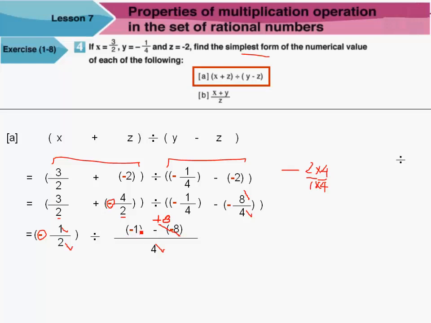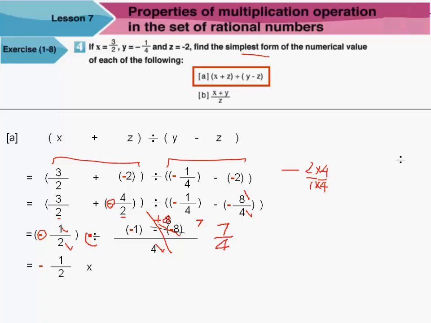We have minus 1 plus 8. Different signs, so we have subtraction. This is minus half. This subtraction is minus 1 plus 8. 8 minus 1 is 7, and 8 is bigger than 1, so we will take its sign, which is plus. So this is 7 over 4.